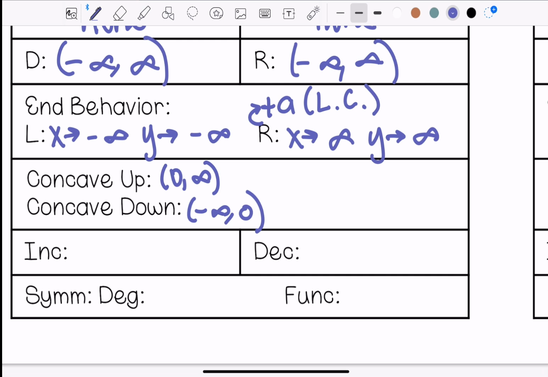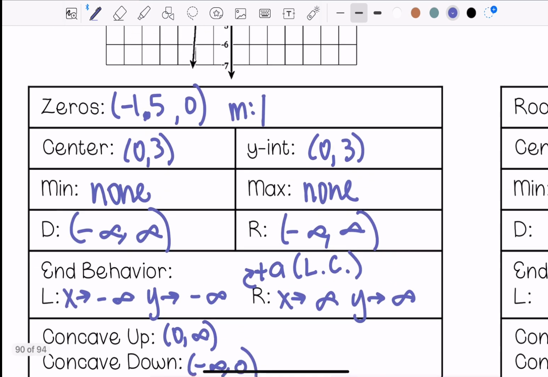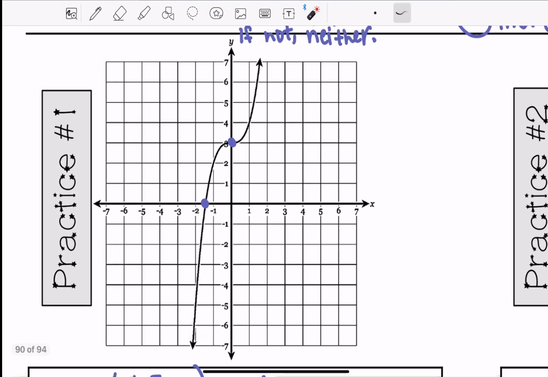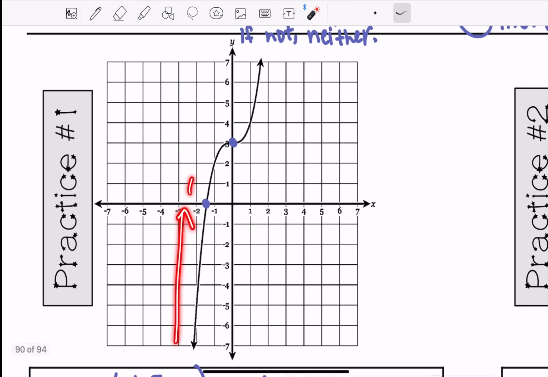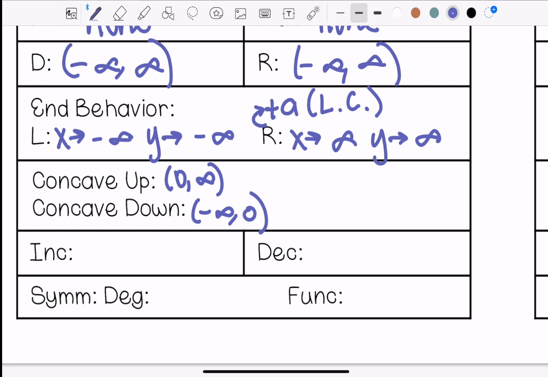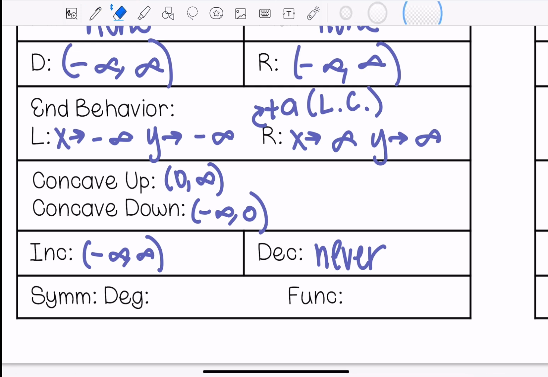Increasing and decreasing is easier with these that don't have the min and max, because you're always going to be doing one or the other. If you look at this one, because there is no direction change, right? There's no min or max to change directions. I'm going up, and I keep on going up. So this guy is increasing forever. So increasing would be from negative to positive infinity, and it's never decreasing.